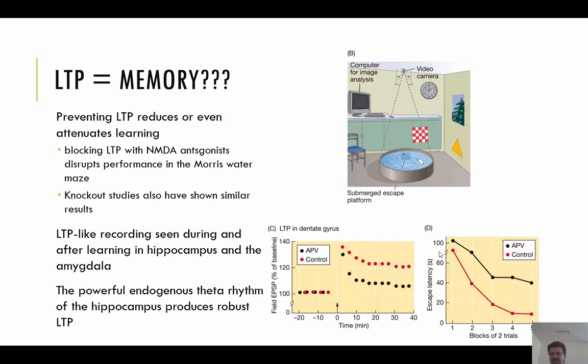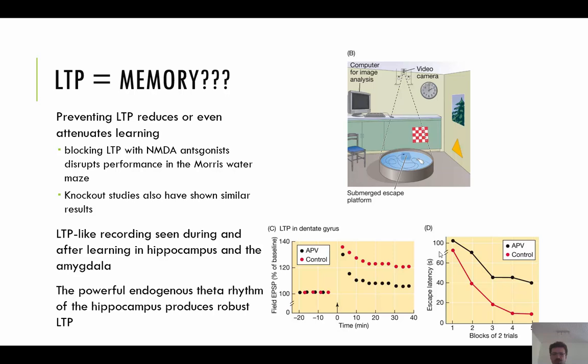And while they were studying LTP, they discovered that one of the key receptors involved in LTP is the NMDA receptor of glutamate. Now, glutamate is the primary excitatory neurotransmitter in the brain. And glutamate has two types of receptors. It has ionotropic receptors and metabotropic receptors. The ionotropic receptors open ion channels. The metabotropic receptors are coupled to second messenger systems and G proteins.